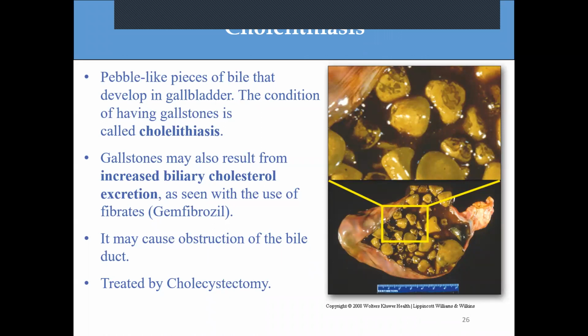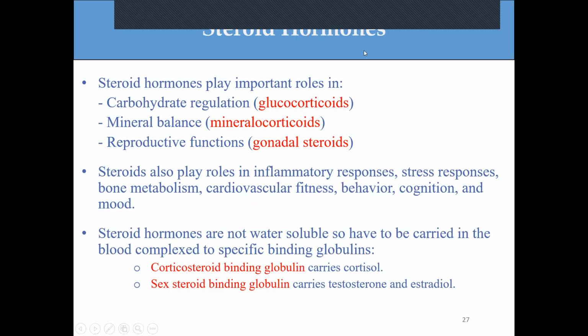And so they're going to have a lot of steatorrhea, which is fatty diarrhea, and they're going to have very, very bad smelling feces. Now, the final thing that we mentioned for cholesterol is that it helps make steroid hormones.